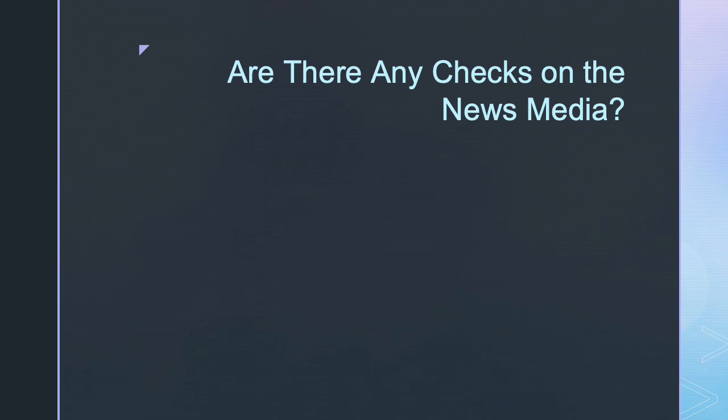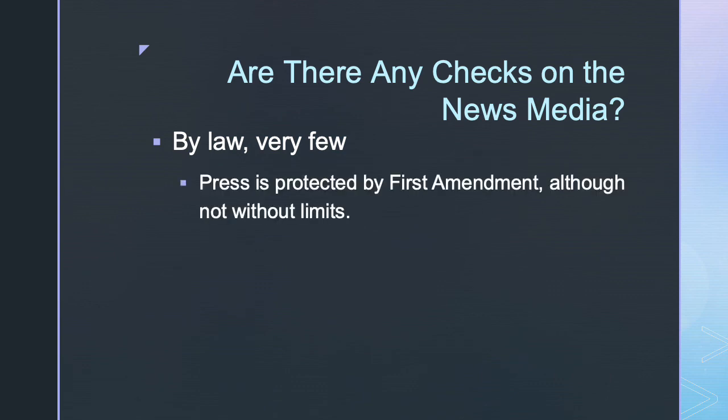They can be adversarial and should be adversarial and independent of the government, and investigate both the branches of government and beyond. But as we know, the other three estates, or the three institutions of government, there's a check on those, right? The legislature checks the executive, the judiciary checks the legislature and the executive branch. Well, who checks the media? Are there any checks on the news media? Well, by law, there are very few checks on the news media.